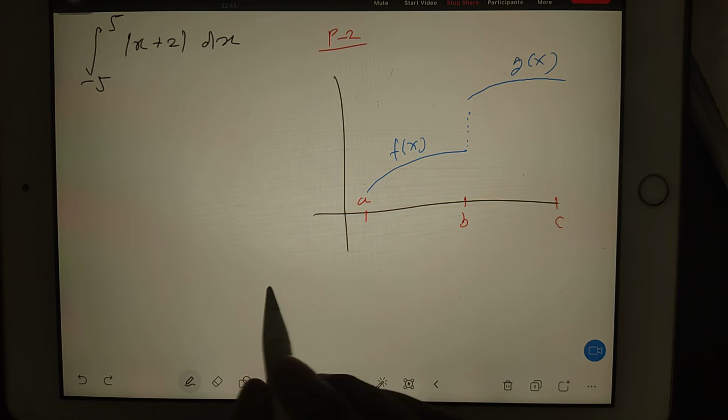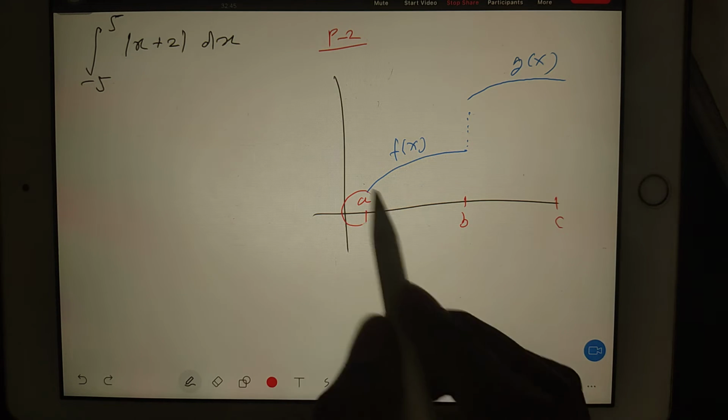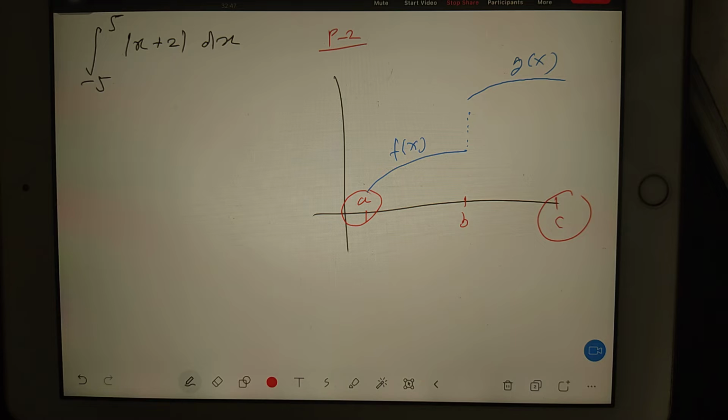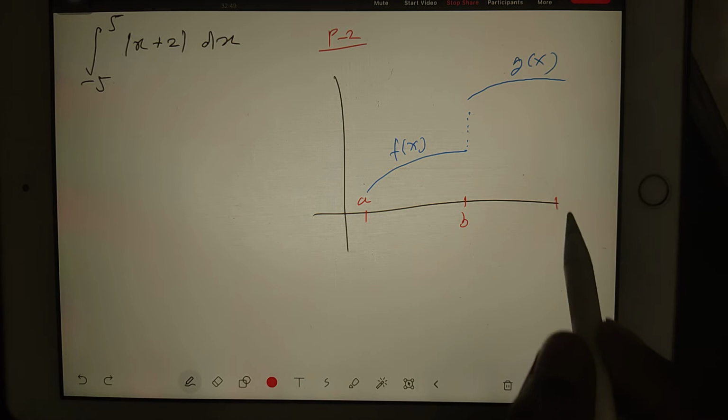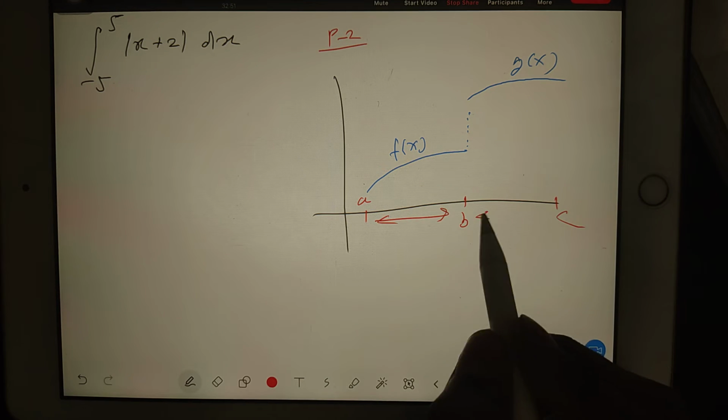So what do we do? If you have to integrate from a to c continuously, you don't integrate from a to c, you first break it. I mean, you start by integrating a to b and then integrate b to c.